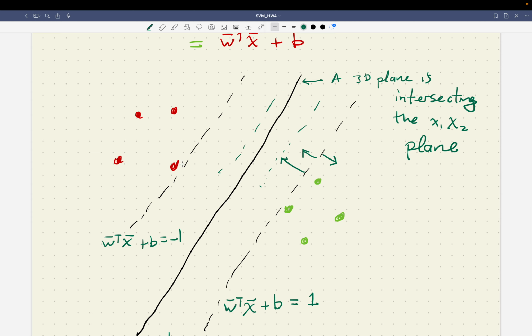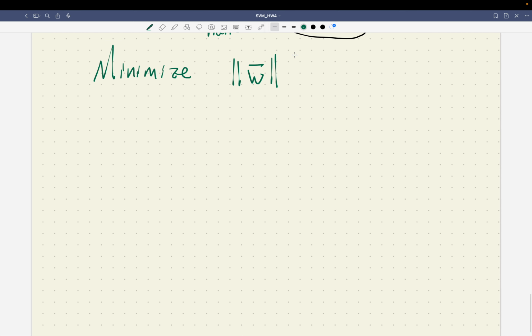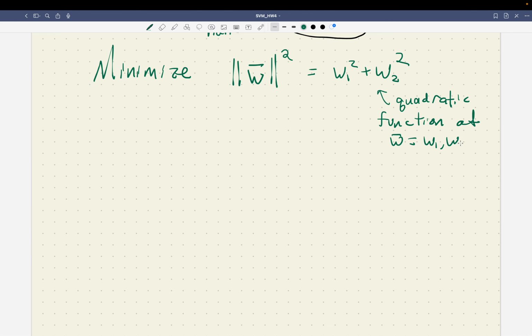It's going to run into these points. So we want to minimize that quantity. It turns out to be more mathematically convenient to minimize its square. So this is just w1 squared plus w2 squared. You want to minimize that quantity. Notice that this is a quadratic function of w equals (w1, w2). That means that everything that shows up there is a product of at most two variables. So this is a product of w1 with itself, and a product of w2 with itself.